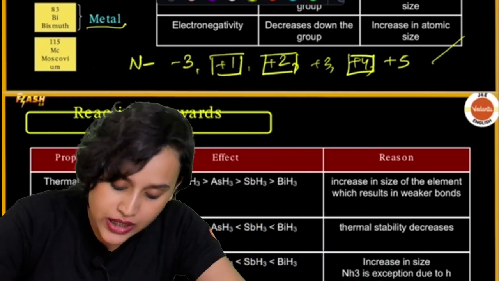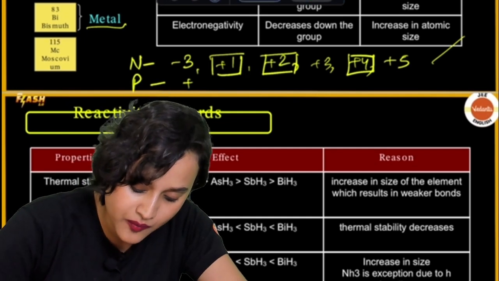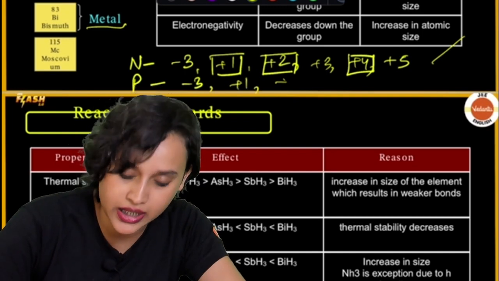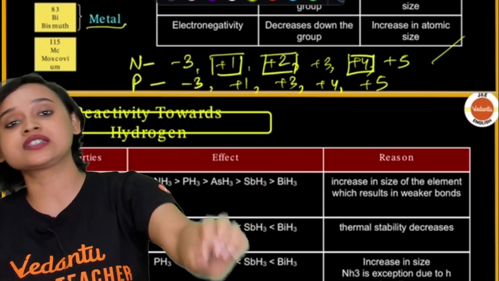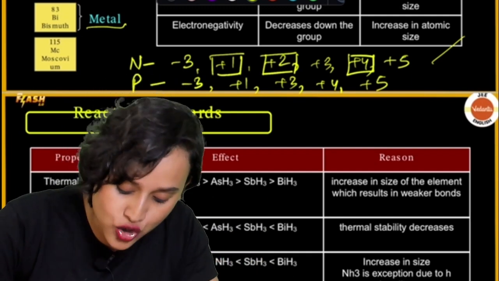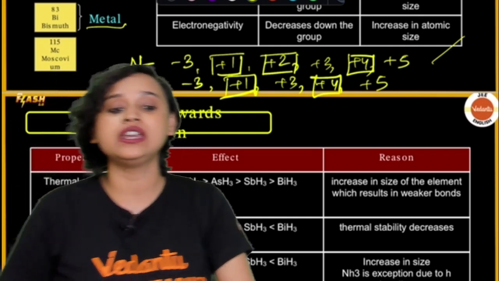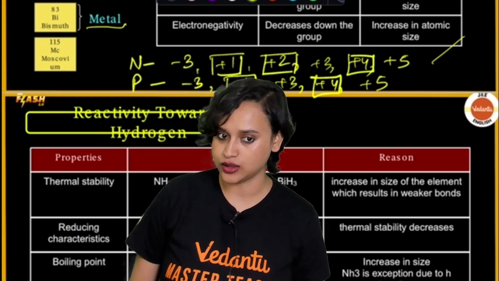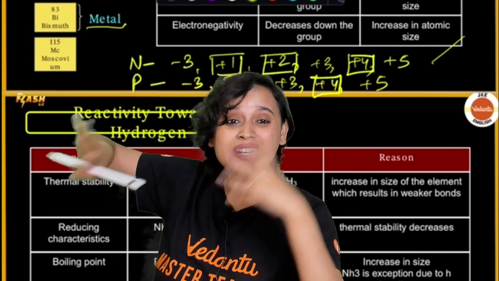Now let us talk about phosphorus. Phosphorus can show -3. Why am I writing +3? No idea. Phosphorus can show -3, +1, +3, +4, and +5. So the only oxidation state that phosphorus cannot show is +2. However, it shows +1 and +4 oxidation states only in the case of oxo acids, not otherwise. Nitrogen can show +1 to +5 oxidation states when it disproportionates.